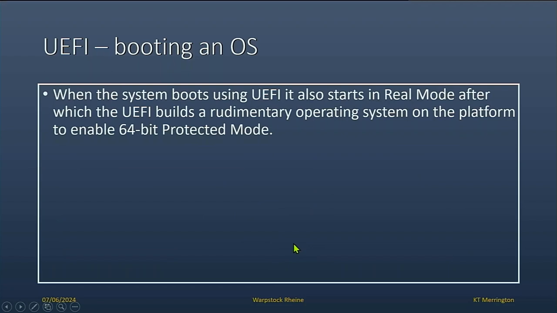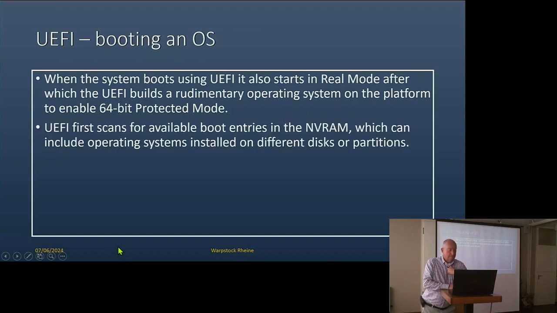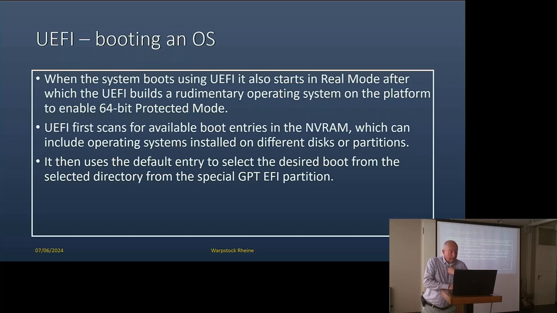Okay, if we have a look now how UEFI boots, it also starts in real mode. After which, the UEFI builds a rudimentary operating system on the platform to enable a 64-bit protected mode. UEFI first scans for available boot entries in the NVRAM. So you have a list of where you should in fact boot from. These can be in different drives, different partitions. It then will use the default entry and try to read the boot from the selected directory from the special GPT EFI partition. I'll come on to what the EFI partition is in a few moments.